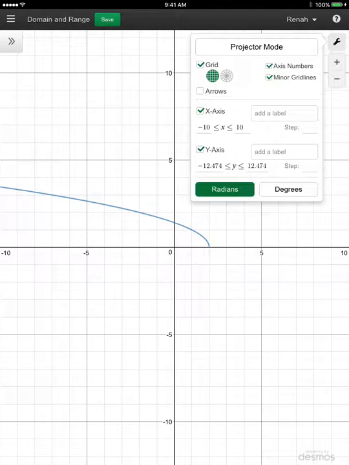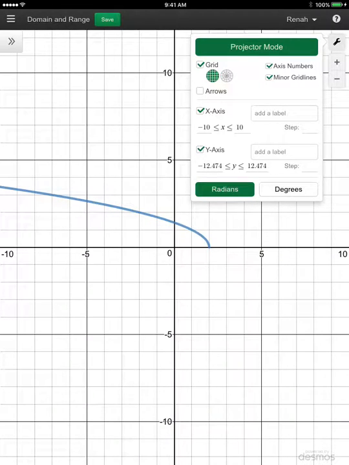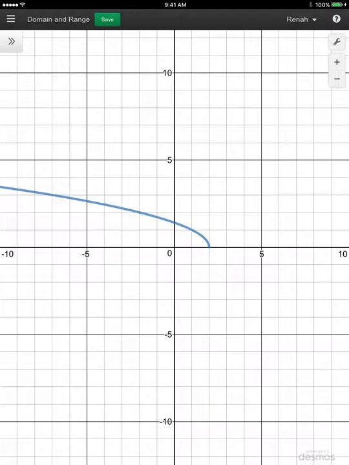My square root of 2 minus x. Now, again, you know how to graph this, right? 2 minus x, because the x is negative, it's a reflection upon the y-axis. And take a look here.